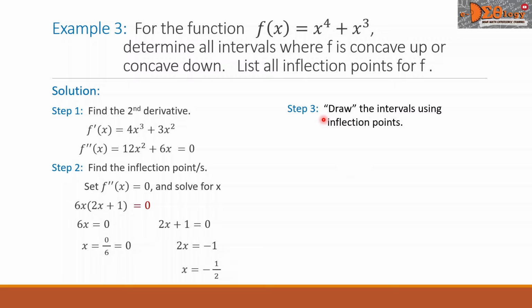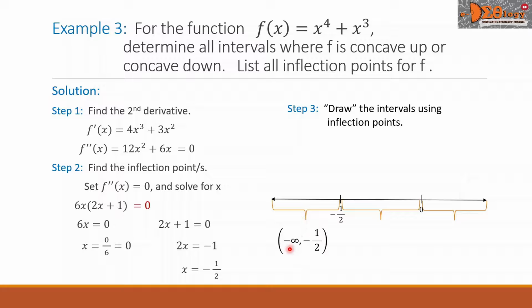Then step 3, let us draw the intervals using the inflection points. In our number line, here are the two inflection points, the negative 1/2 and the 0. The number line here is now divided into three intervals. Namely, here is negative infinity, comma, negative 1/2. In the middle, negative 1/2, comma, 0. And on the right, we have 0, comma, infinity.